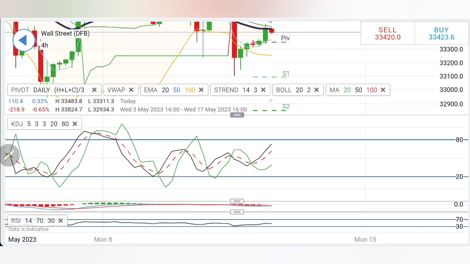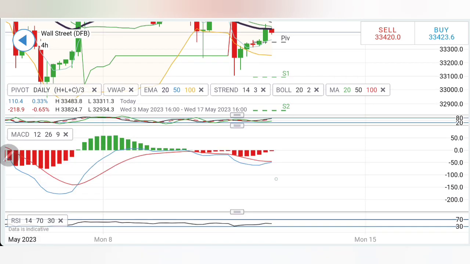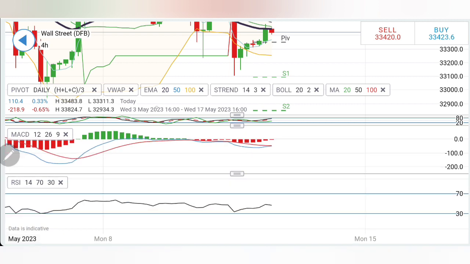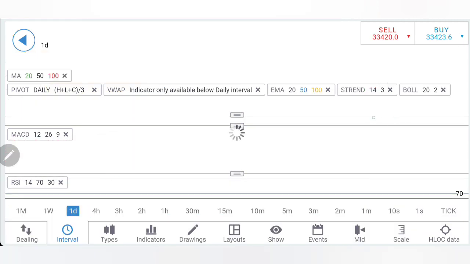Now, if you see this, stochastic is looking upwards. The MACD is trying to cross over for a buy. It has not yet crossed over. RSI trading at bottom on the 4-hour charts. Now look at the daily.